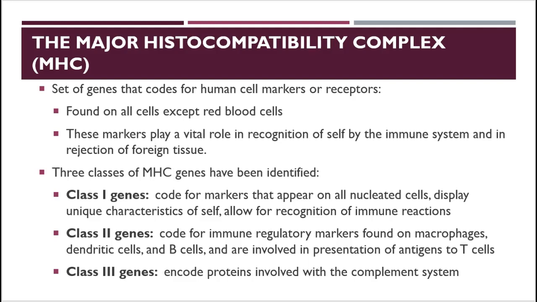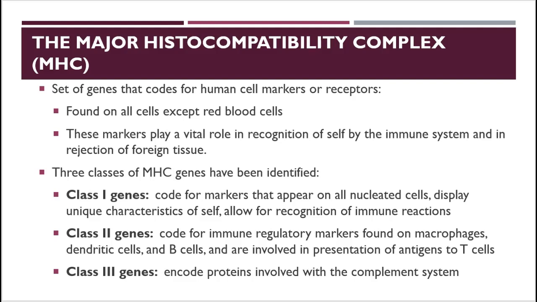Okay. So the major histocompatibility complex, or MHC, is a set of genes, and these genes code for different types of cell markers and receptors. They are found on all cells except for red blood cells, and that's because red blood cells do not have a nucleus.